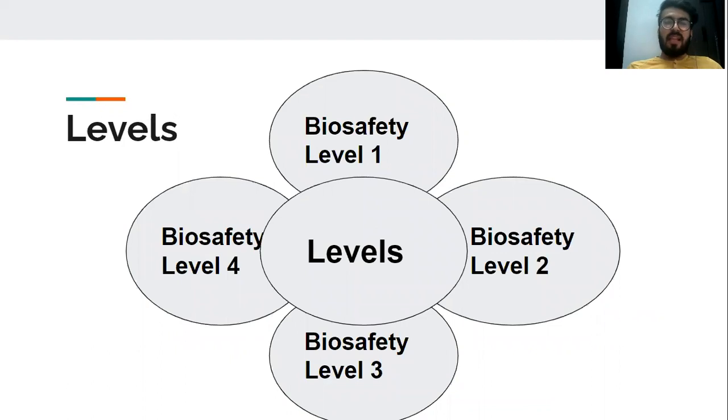So the various levels under which biosafety lies are biosafety level 1, biosafety level 2, biosafety level 3, and the last one, biosafety level 4. These are differentiated on the basis of the level of hazard of the microorganism on which the work is going on, the level of hazard it can provide to the working resource.